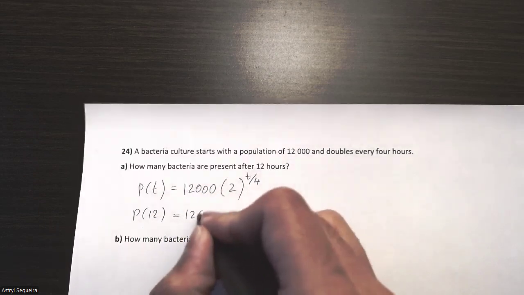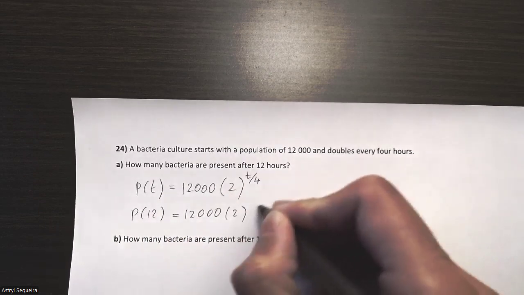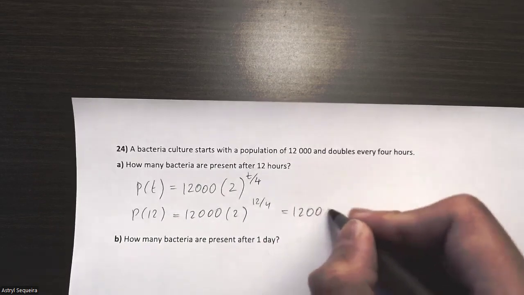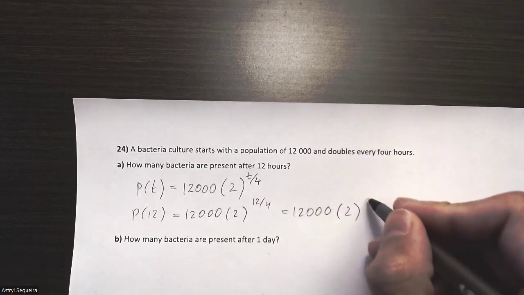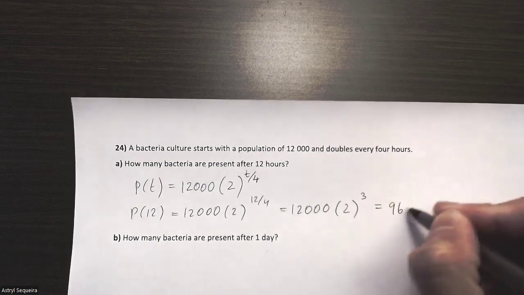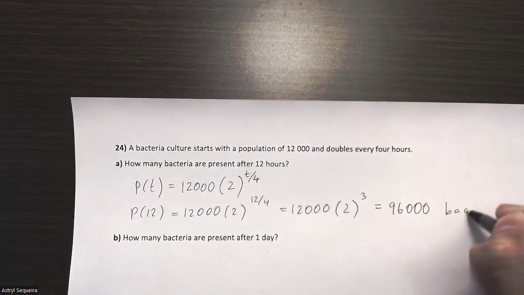So I'm just subbing in 12 for my t. I can simplify that to 2 to the power of 3, and then I'll do this in my calculator. I just get 96,000 bacteria.